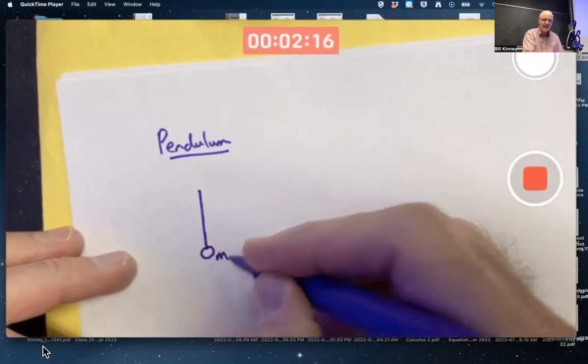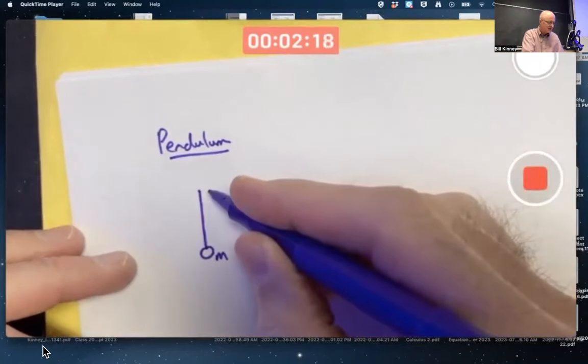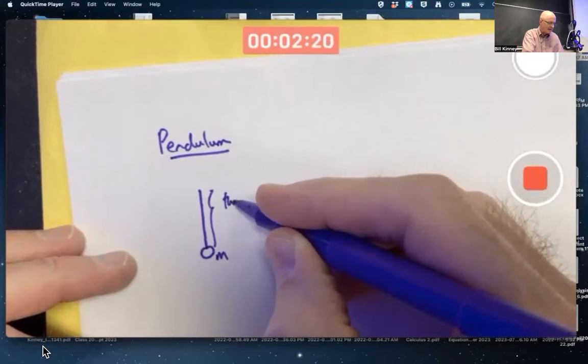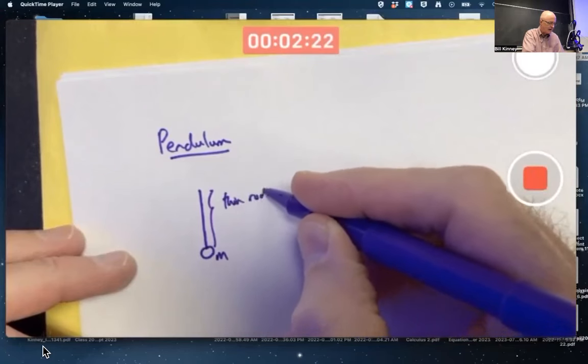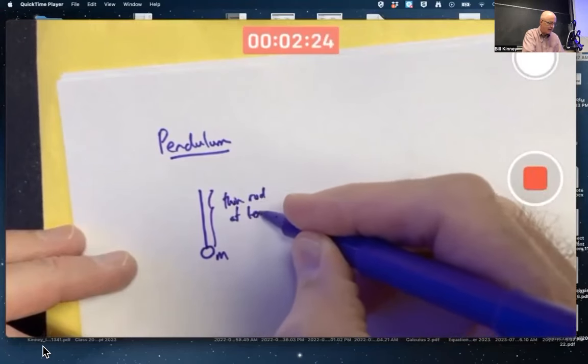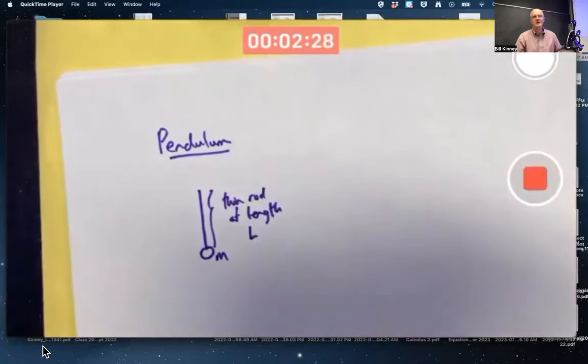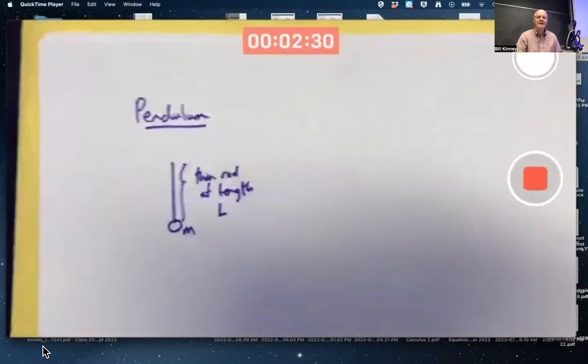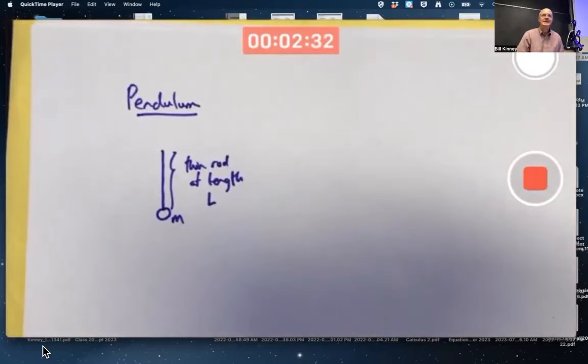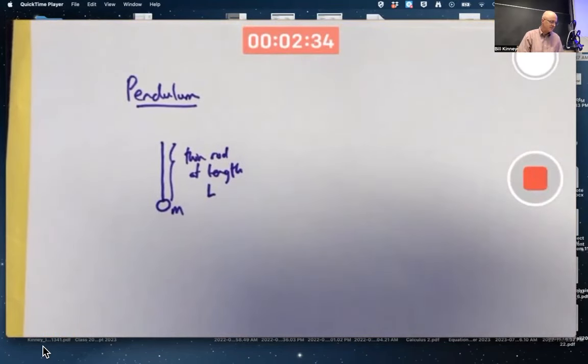So here's your mass M. Here's your thin rod of length. I'm going to use a capital L, even though the book uses lowercase l in a problem that you did in the section about linear approximation.